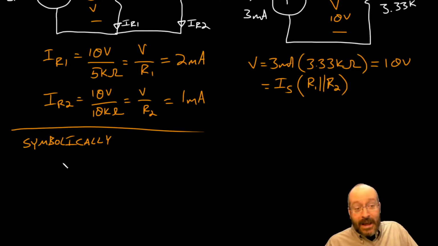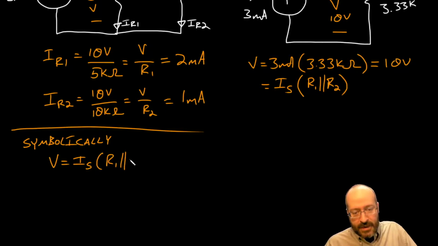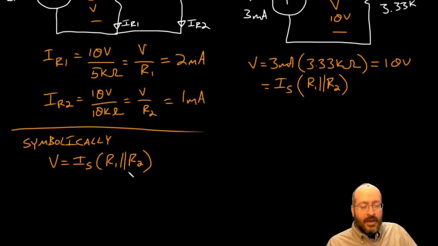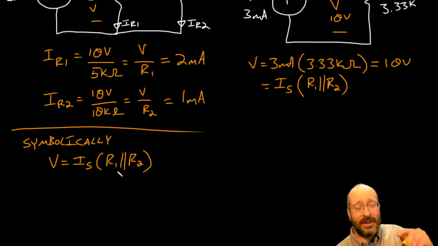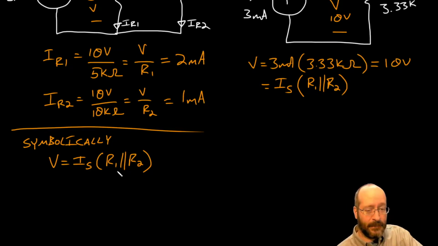All right, so symbolically, we want to find the voltage, and it's IS, and we've got this parallel combination. When I plug it in the calculator, I did 1 over the sum of the inverses of the resistances. But this is the case where, more often than not, you're going to see the current divider derived using the product over sum form. And there's a limitation to the product over sum form.